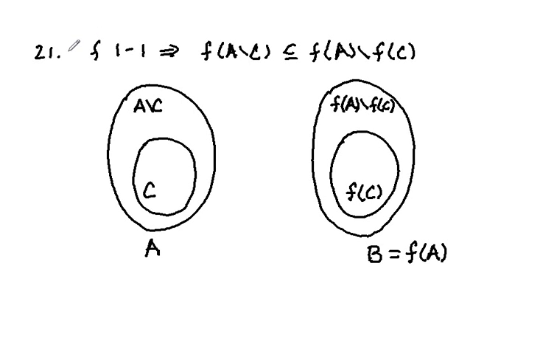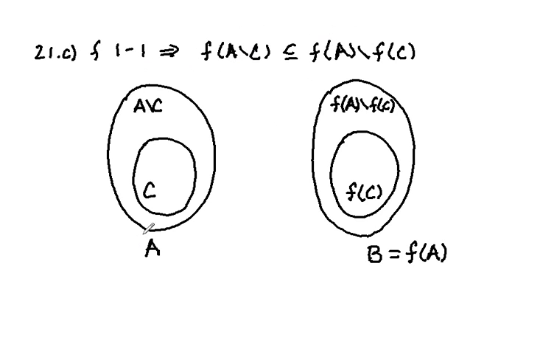Hey, I wanted to draw the picture here for 21 part C and give you a better idea what's going on. So if f is 1 to 1, what we want to show is that f of A minus C is a subset of f of A minus f of C. The other direction you should have proved earlier.